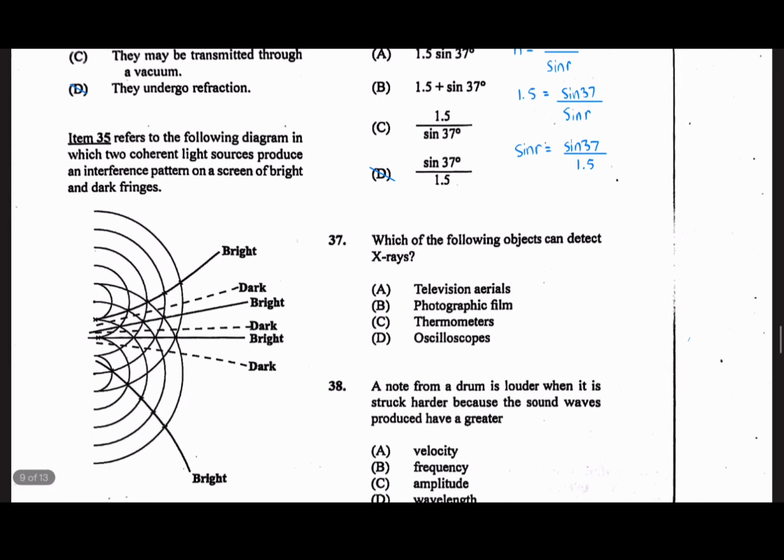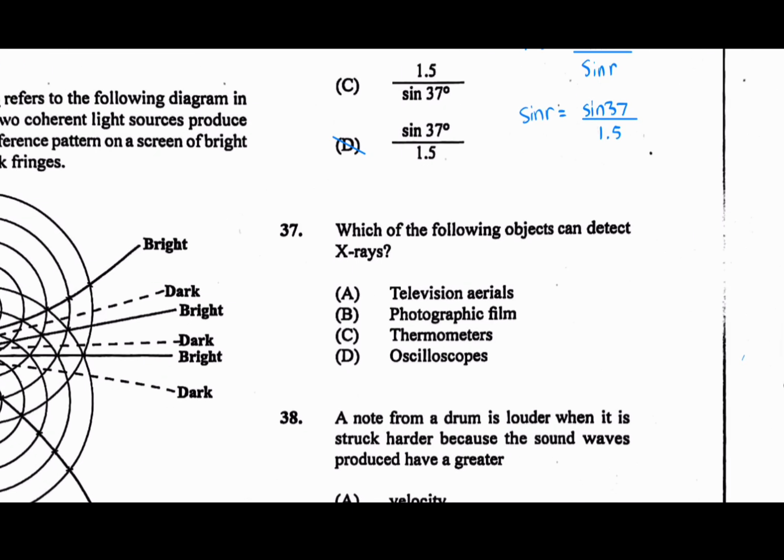37. Which of the following objects can detect X-rays? So the answer is photographic film. X-rays actually are transverse waves and they belong in the EM spectrum. So think about it, guys. Photographic film could be sensitized by visible light, and visible light is also on the EM spectrum, so it makes sense for X-rays to also affect it.